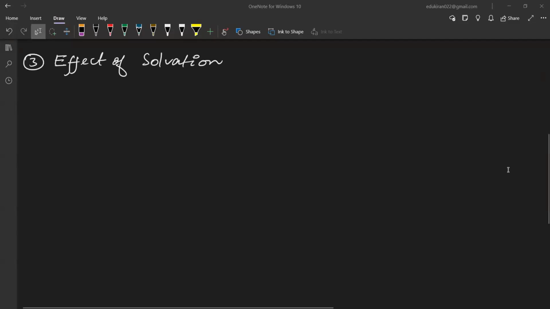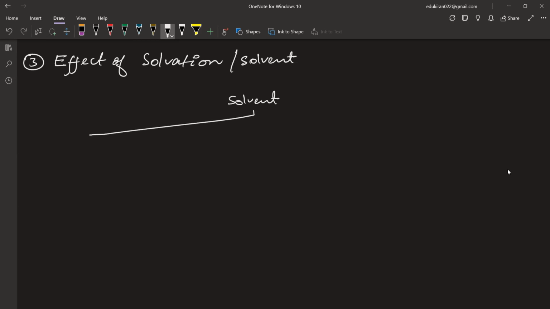Now the effect of solvation, or we can also write effect of solvent. What type of solvent we are using in the reaction is also going to affect whether we get SN1 faster or SN2 faster. What type of solvent do we use for SN1 and what type of solvent do we use for SN2? See, there are two types of solvent.